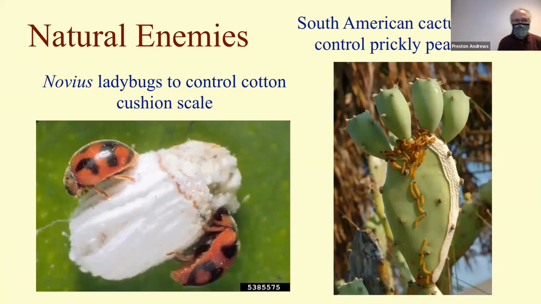Oh, natural enemies. Yeah, that's what I was waiting for. So the cottony cushion scale is a scale insect that infects citrus and other trees as well. And it was essentially killing all the citrus trees in California in the 1880s. And so what they did is they imported from Australia Novius ladybugs that are just voracious eaters of cottony cushion scale. So that was an example of bringing a natural enemy for biological control in a Wardian case.